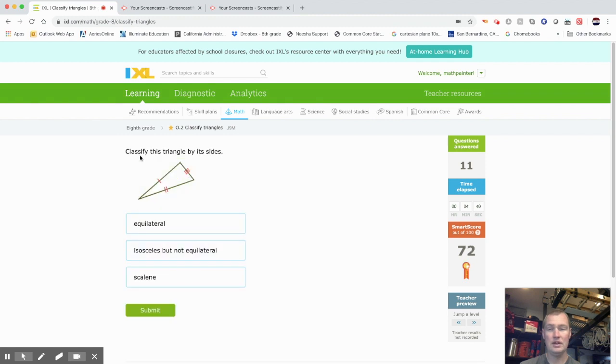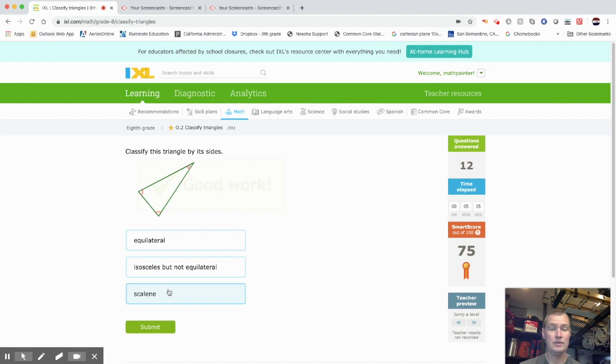Classify this triangle by its sides. These little marks represent matching sides. If one mark matches another one mark, that indicates they're the same size. The problem here is this one mark does not match 2 marks, which does not match 3 marks. So they are telling you in this particular triangle that all three sides are different. And when all three sides are different, this has to be a scalene triangle. 75 points, a couple more to go.